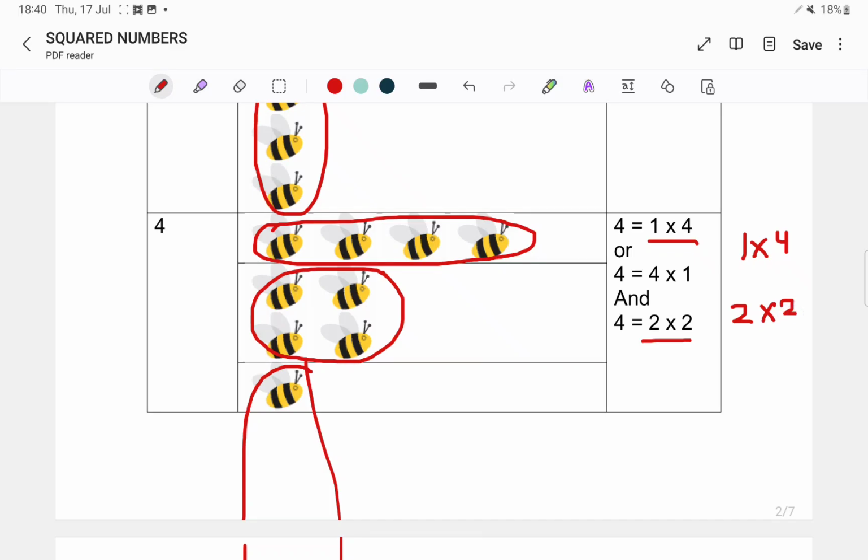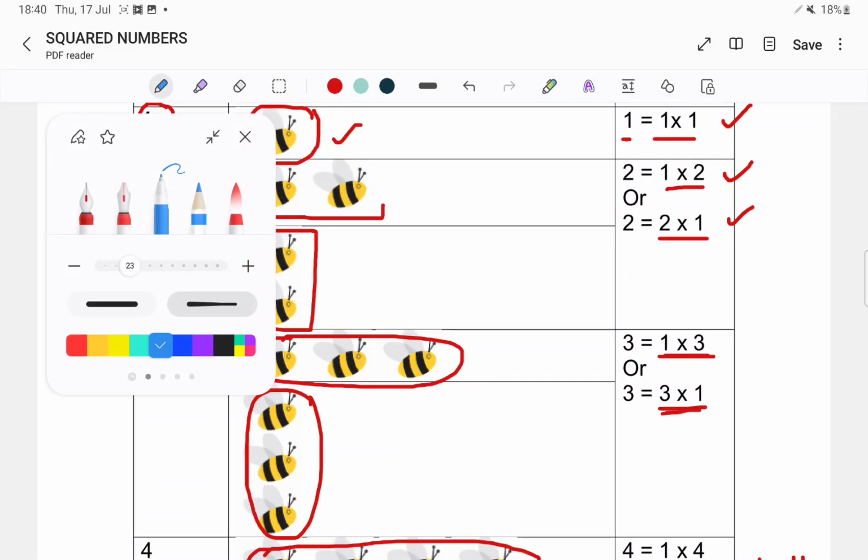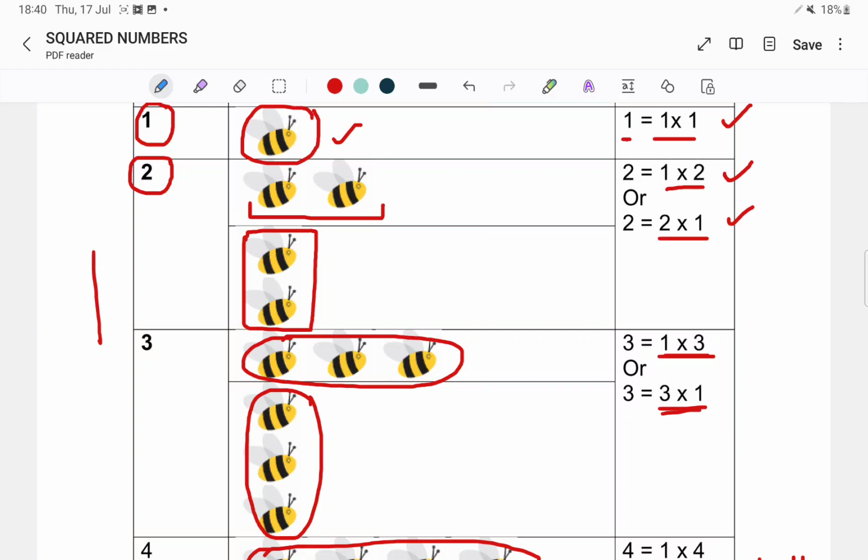Now we checked 4 numbers, and those numbers are 1, 2, 3 and 4. And what do I notice about these numbers? When I represent this number 1, I can represent 1 as 1 by 1. This is one of the factor pairs. Here in the factor pair representation both the numbers are the same. So to represent 1 I can write it 1 times 1.